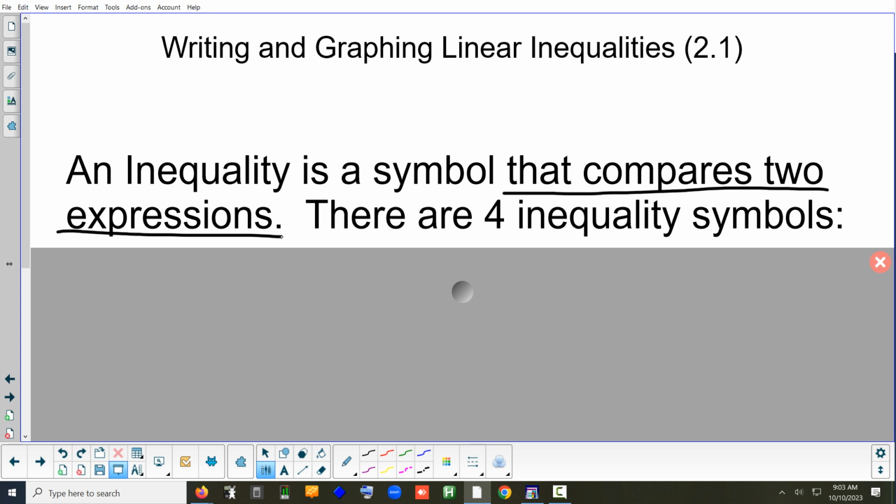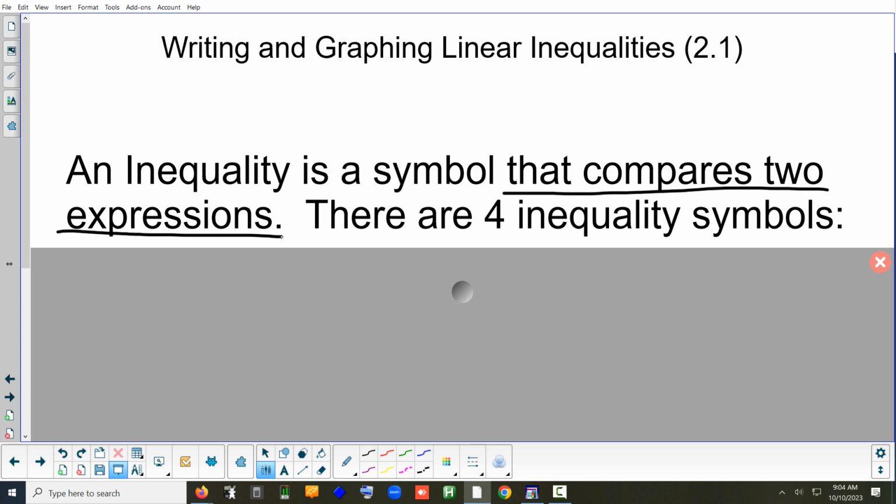So remember, in math, there's two different kinds of expressions. There's numeric, and there's algebraic. Numeric and algebraic are two different things. Algebraic has a letter in it, but numeric doesn't.